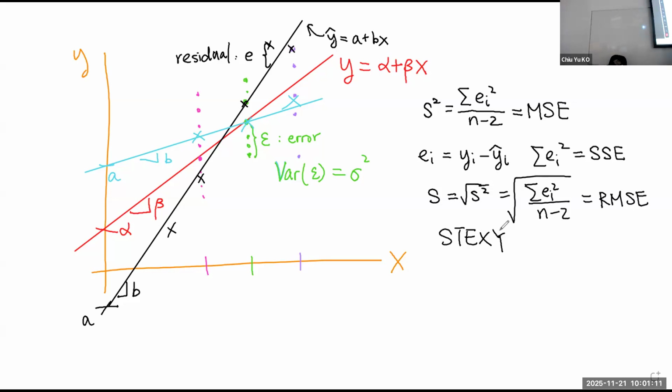And remember what we're doing. This S square that we calculate is to estimate sigma square. And why do we do that? Some of you would ask why divide by n minus 2 and not n minus 1 or n. There's a complicated calculation to show that this is the unbiased estimator. We have to divide by n minus 2.